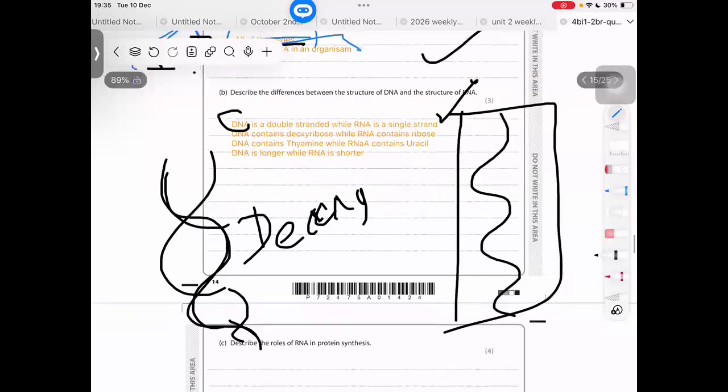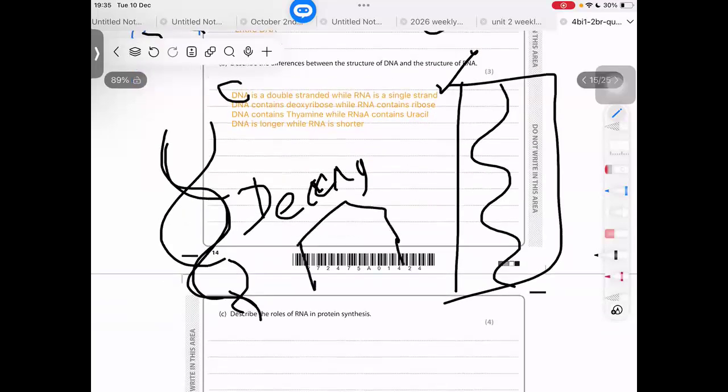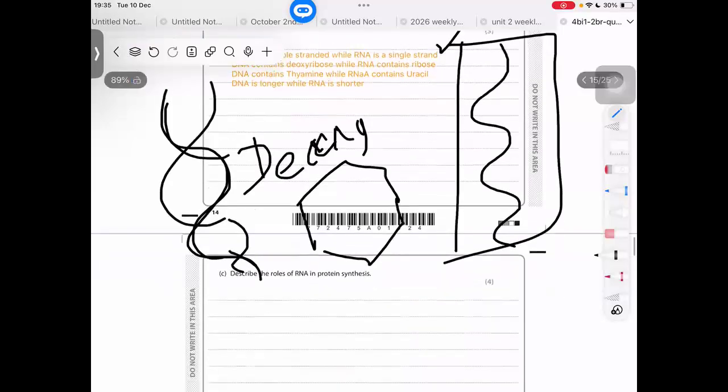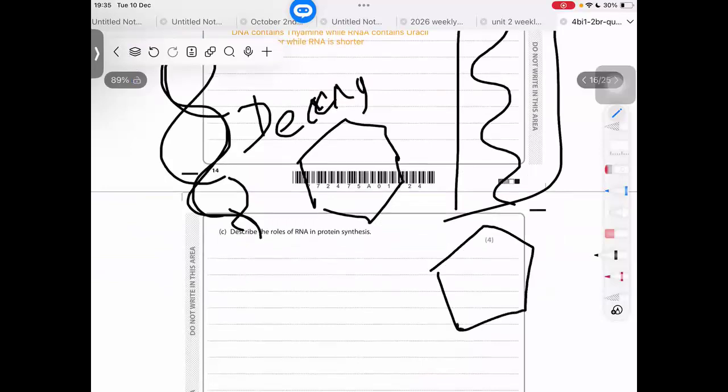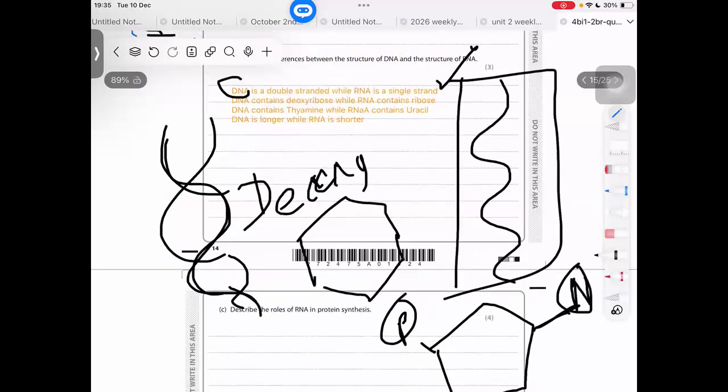Deoxyribonucleic acid means that DNA is made up of the deoxyribose sugar. A DNA nucleotide is made up of a pentose sugar, a nitrogenous base, and a phosphate group. So what sugar does DNA contain? Deoxyribose. It's just the same ribose molecule, but it doesn't have an oxygen. That's why you say deoxyribose. But RNA contains ribose.